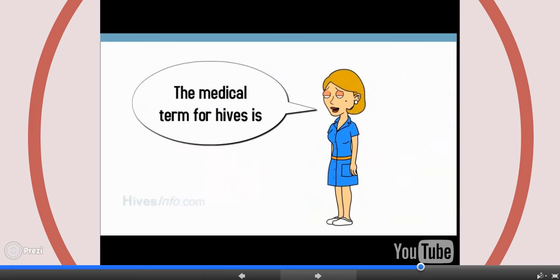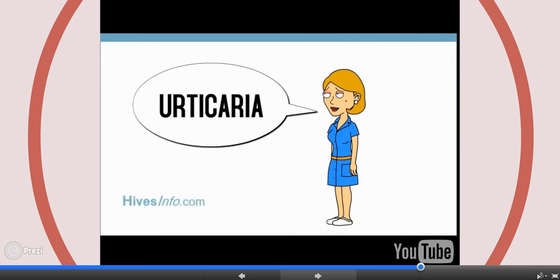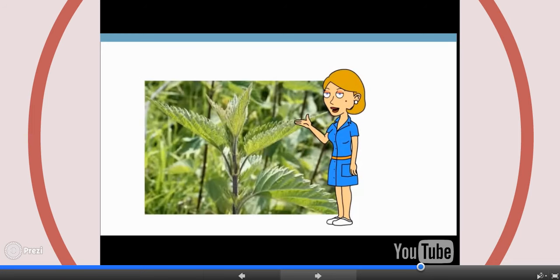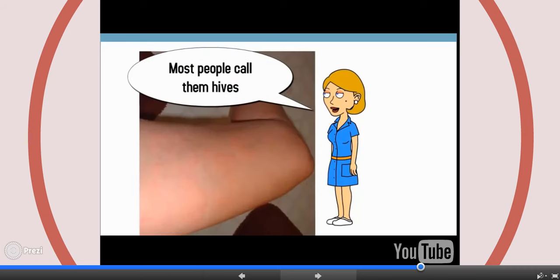The medical term for hives is urticaria. That's spelled... Urticaria, which is Latin for the sting of a nettle, just in case you needed to know. But most people call them hives.